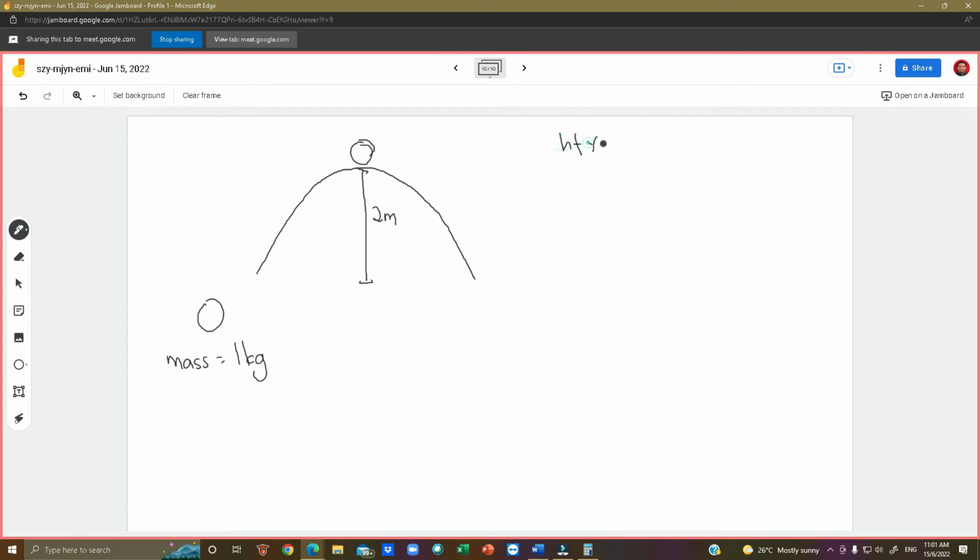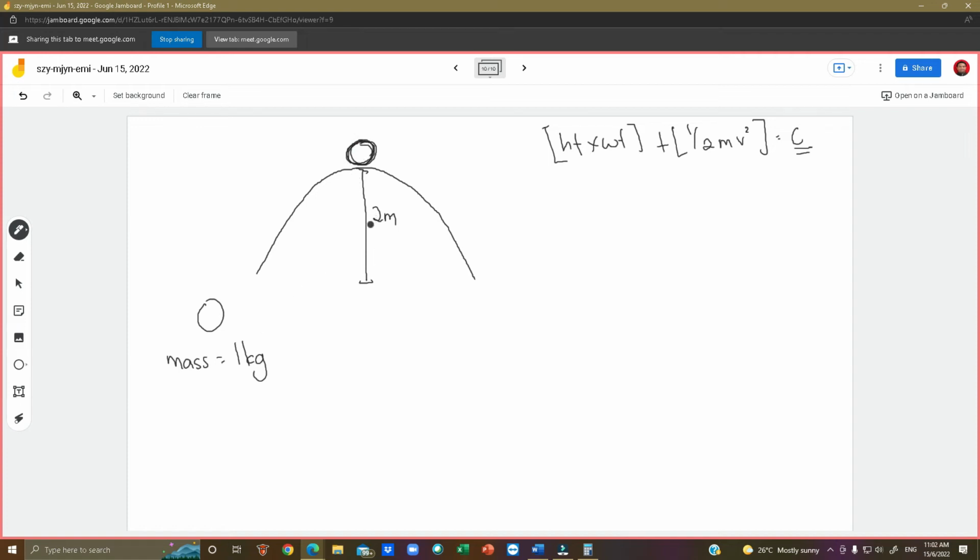Height times weight plus half mv square equals to C. Sekarang kita nak tahu berapa banyak C dia ada. So, the easiest way for you to find out how much C you have is by calculating the amount of force you have at the apex.